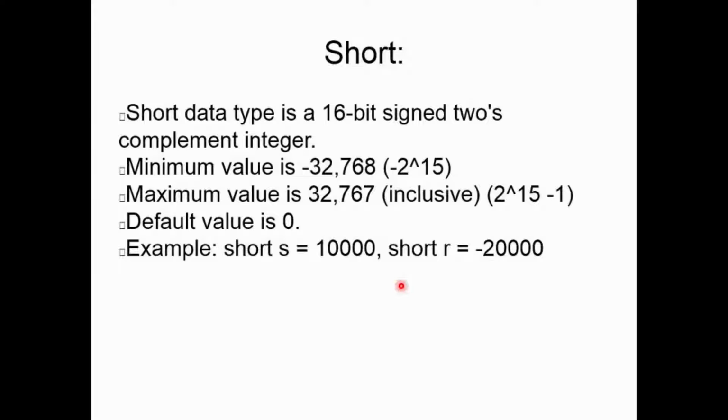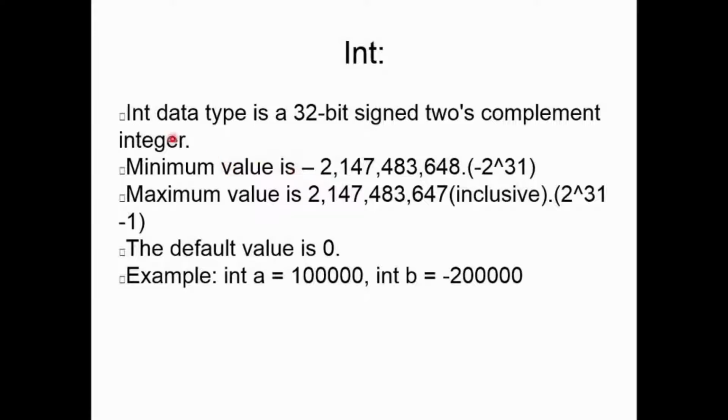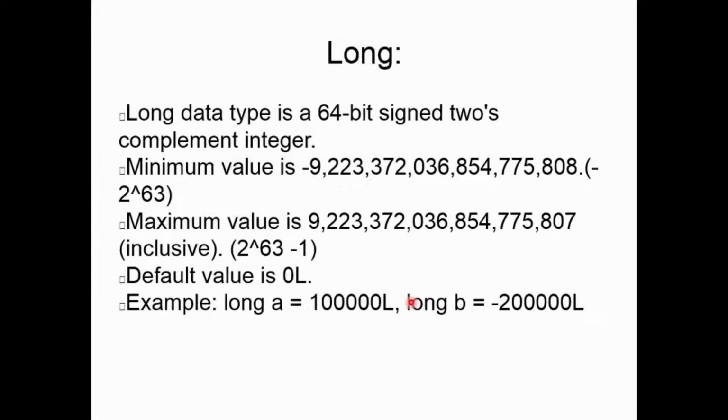Next one is short. The short data type is a 16-bit signed 2's complement integer. Its default value is 0 and the example is shown on your screen. The next data type is integer data type. It is a 32-bit signed 2's complement integer. Its default value is also 0 and the example of declaring it is shown on the screen.